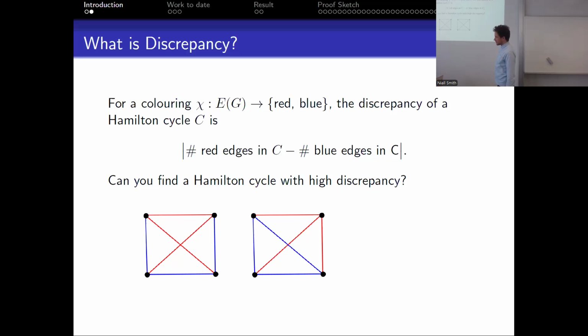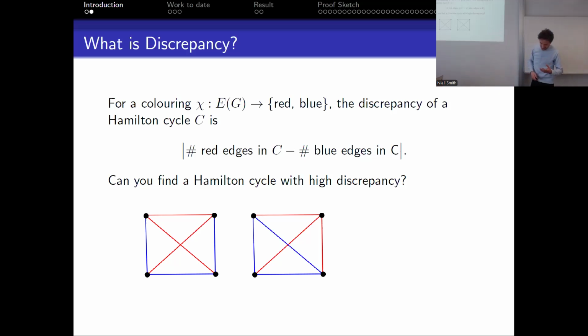Well, I'll spoil it, you can't. What's the reason? It's a Hamilton cycle. We have to visit every vertex, including this one. We have to go in and out. So we have to use at least 2 red edges, and all of the other edges are blue. So half and half, no discrepancy.